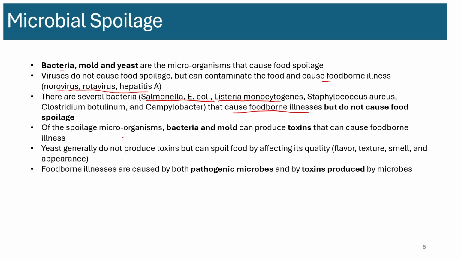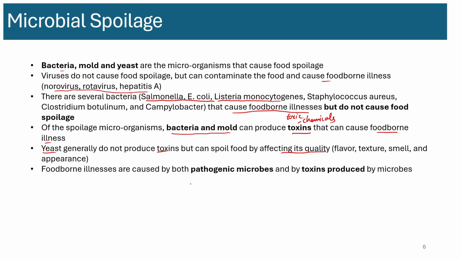Of all these microorganisms, bacteria and mold can produce toxins that can cause foodborne illnesses. So this is actually spoiling the food, not just contaminating the food. Toxins are chemicals that are bad for you, toxic for you. So even if you remove the bacteria and mold and you didn't remove the toxins, you can get sick and create foodborne illnesses. Yeast does not produce toxins, but it can spoil the food by affecting its quality. Yeast is generally used in cooking because it doesn't create any toxins. It affects the quality and creates a better texture if used appropriately, but it can also create a poorer texture if the food is stored for a longer time or under bad conditions.